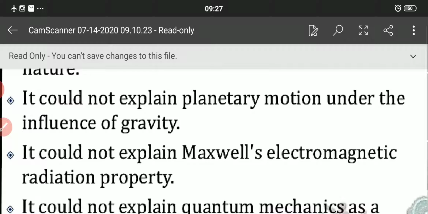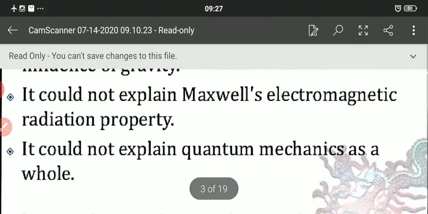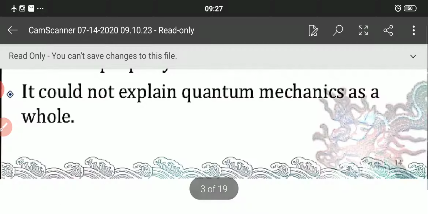Third, it could not explain Maxwell's electromagnetic radiation property, which we discuss later in this unit. So the Rutherford model does not explain the electromagnetic radiation property of any particle. Then the next drawback is that it could not explain quantum mechanics as a whole. It is also a big topic that we discuss later in this unit.